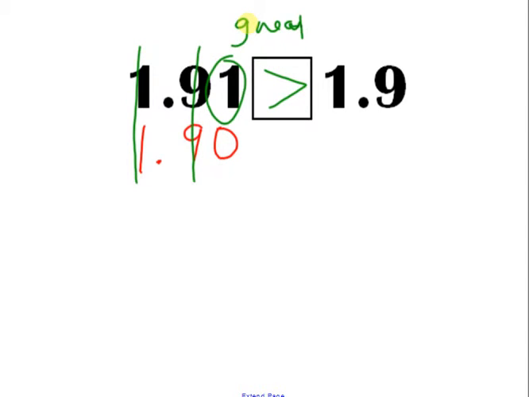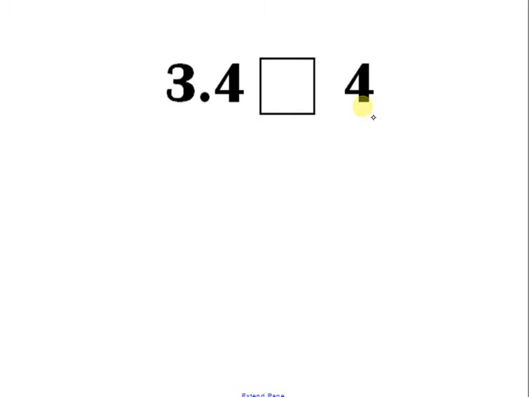And again, this is called a greater than sign because we read from left to right, and this is greater, space that's open here. All right, 3.4 and 4. Now I'm going to drag this over. Now some of you may be thinking, where do I put the 4? Do I put it over here or do I put it over here?